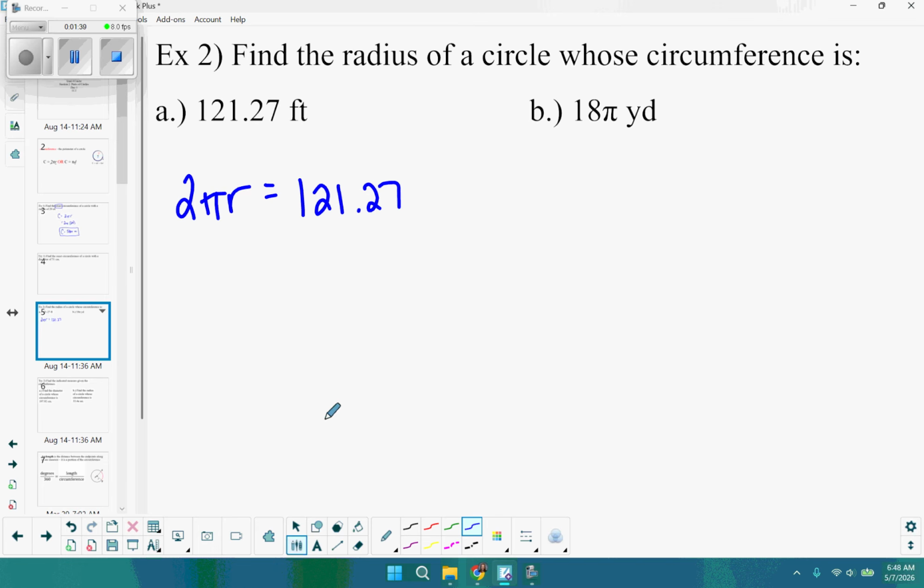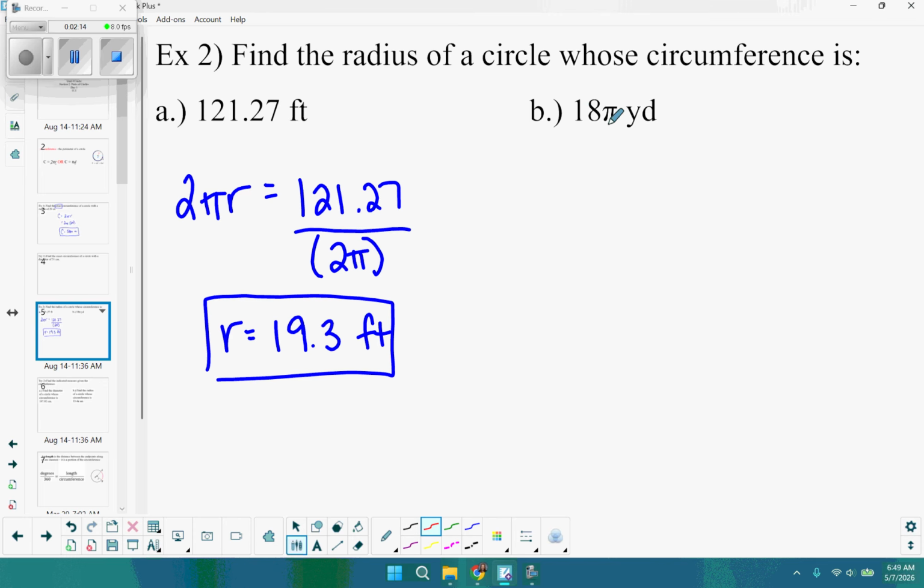So I need to divide by 2 pi. If you're not going to use parentheses, I would do it in 2 steps, because otherwise it thinks you're dividing by 2 and then multiplying your result by pi. So your choices would be to divide by 2 pi inside parentheses, or divide by 2, then divide by pi. So as long as you do one of those 2 ways, we should get 19.3 as our radius. And because this is also a length, it would remain feet as my units.